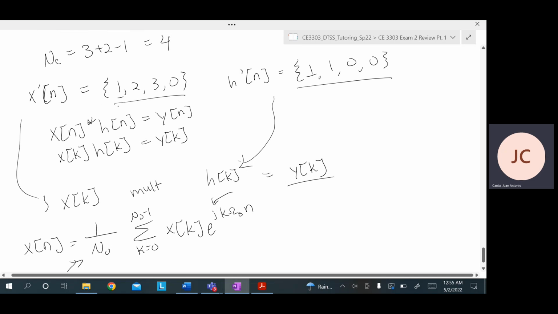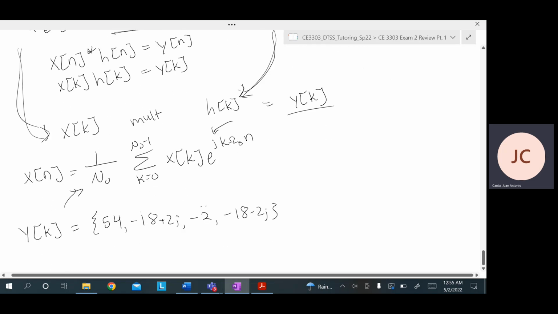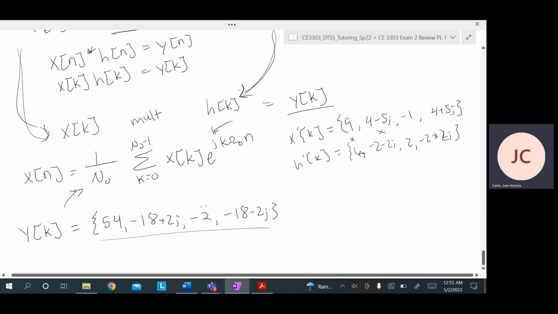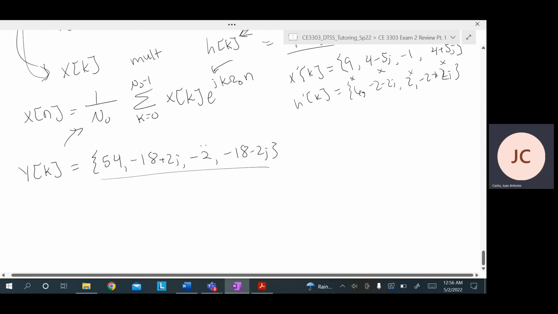So the way I obtained y of k is I zero padded x of n, I took the DFT of it, I zero padded h of n, I took the DFT of that, and I multiplied those two DFTs together. Meaning, let's say x prime of k was 9, 4 minus 5j, minus 1, and then 4 plus 5j, and then h prime of k was 6, minus 2 minus 2j, 2, minus 2 plus 2j. Multiplying these out, I would multiply 9 times 6, 4 minus 5j times minus 2 minus 2j, you'd have to FOIL for that, minus 1 times 2, and then 4 plus 5j times minus 2 plus 2j, you'd have to FOIL for that as well. But what you should get is this right here.